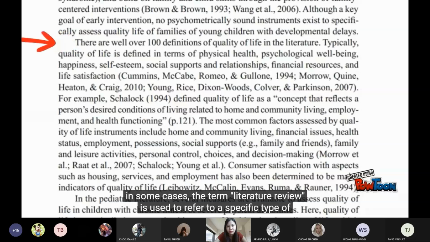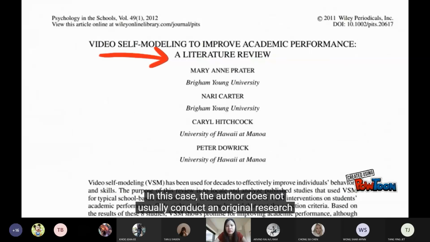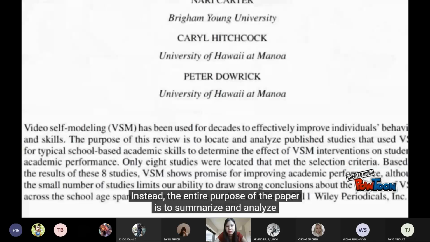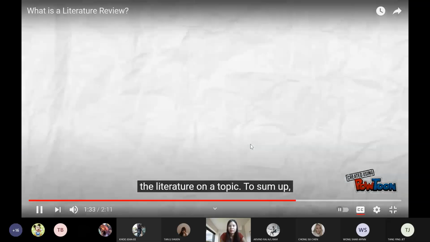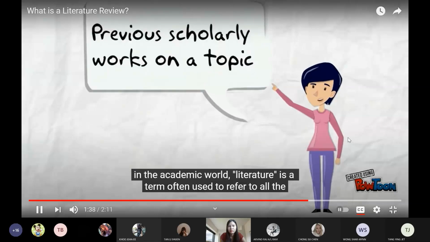Katie also learned that, in some cases, the term literature review is used to refer to a specific type of scholarly paper. In this case, the author does not usually conduct an original research experiment. Instead, the entire purpose of the paper is to summarize and analyze the literature on a topic.